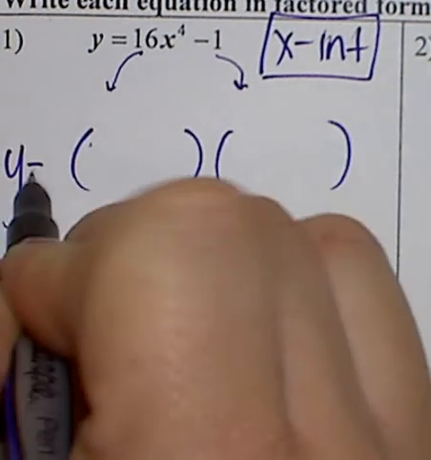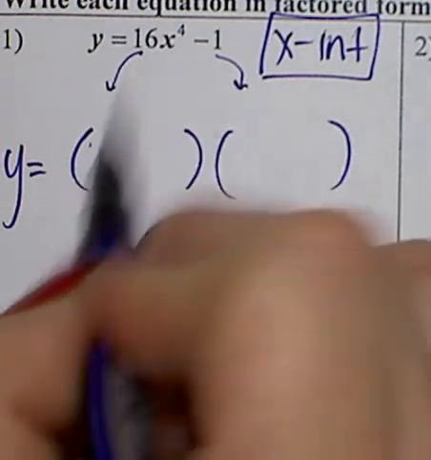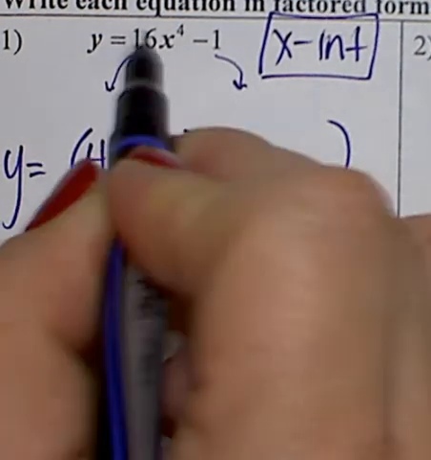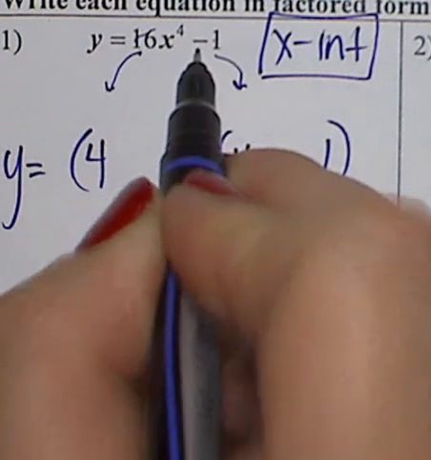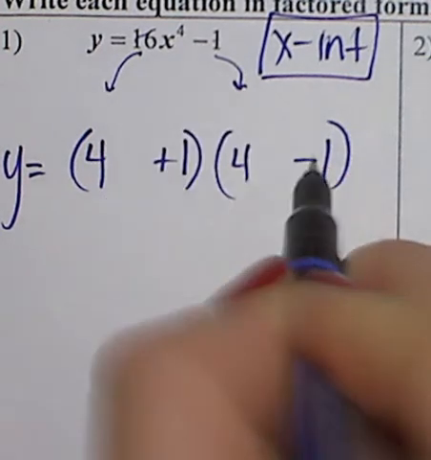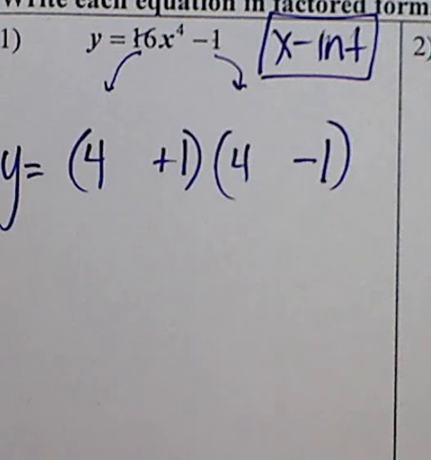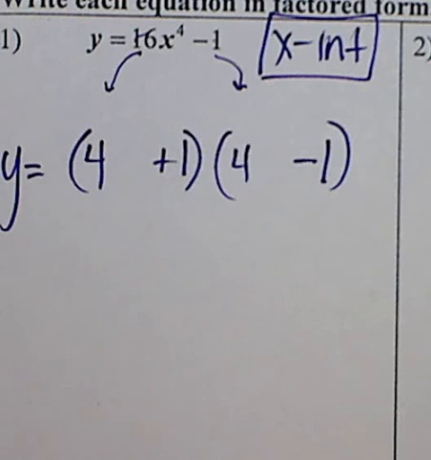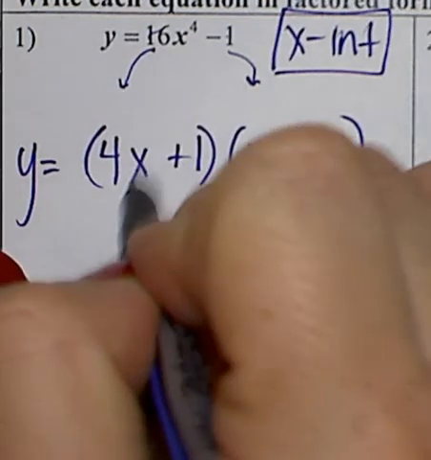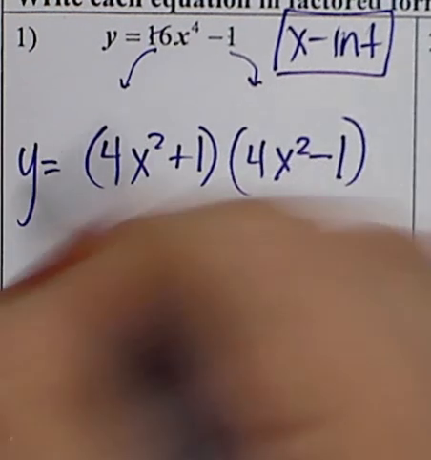So right now we're just going to put it in factored form. So 4 and 4 stays in front, and 1 breaks into 1 times 1. Because it is subtraction, I can do this: 1's positive and 1's negative. Now when you take x to the fourth and you break it up into two equal parts, what does each part become? X squared.